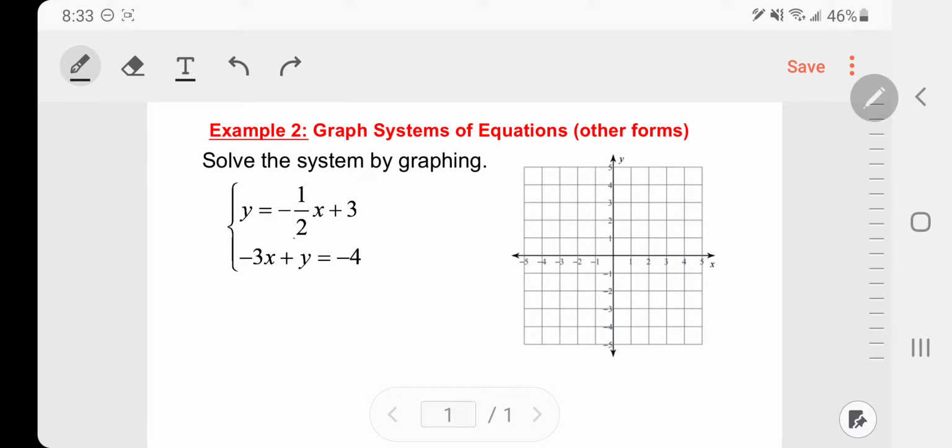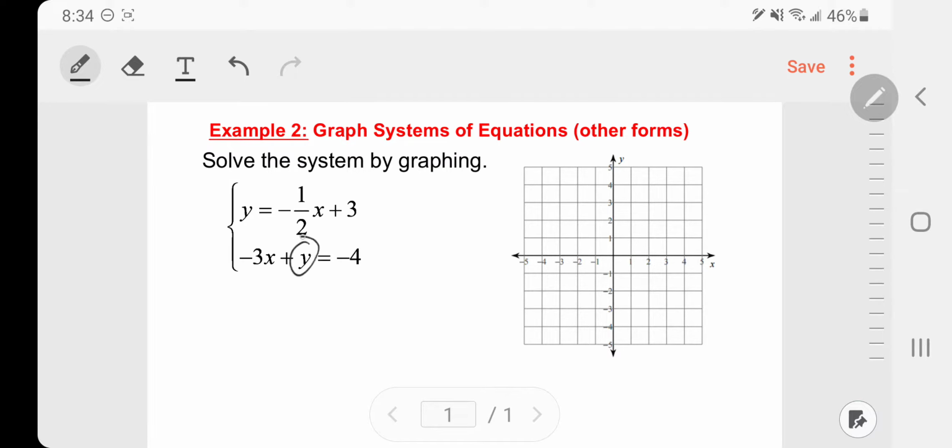The first way is by using your intercepts. However, for this specific problem, you cannot graph using the x and y intercepts because your x-intercept you would end up with a fraction. So what we can do here is work around our equation to get our standard form into slope-intercept form.